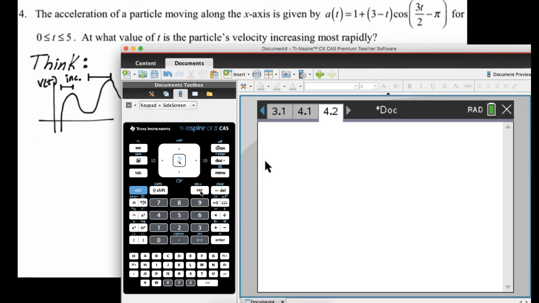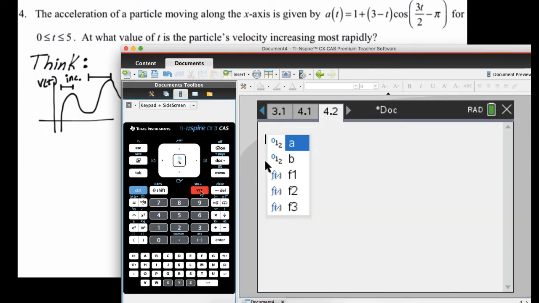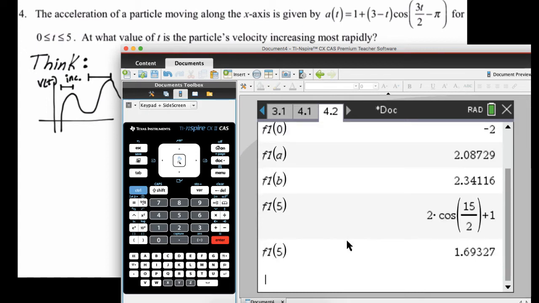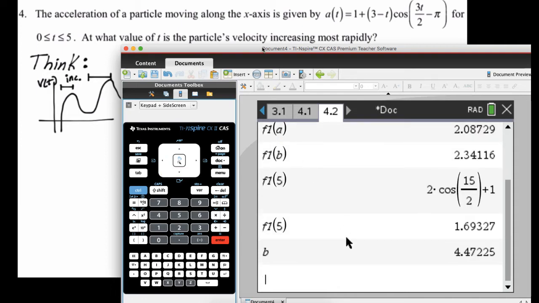And I know that if you get lost with what you've stored, right, I have 3 functions, so I can just recall it, right? F1 of x is my acceleration. So what I want to do is F1 of 0. So I'm doing the candidates test. F1 of 0, F1 of A, F1 of B, and F1 of 5. Which, okay, let's do control enter. All right, so the biggest value I got was this, which means that is the value, so B. So that's my answer.